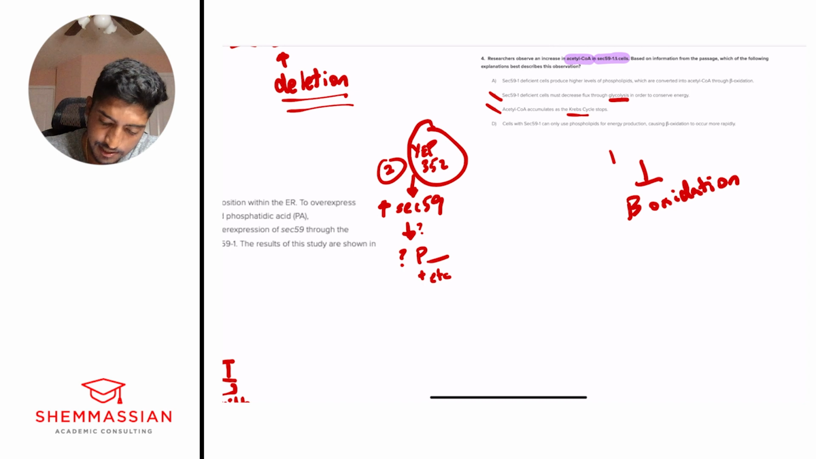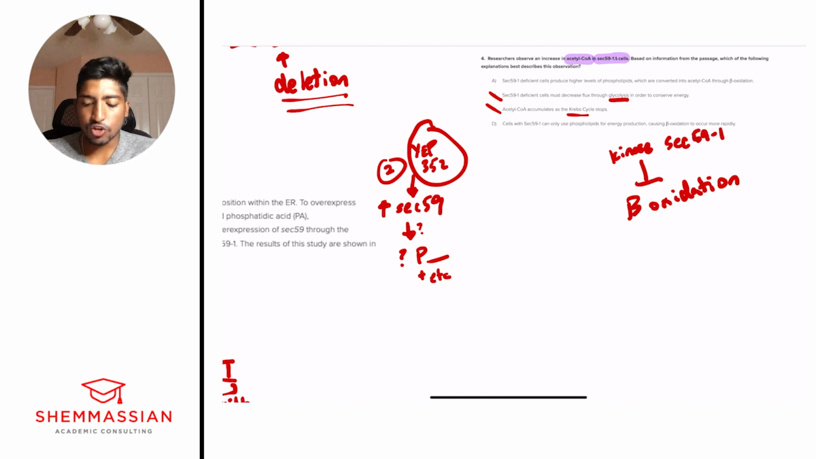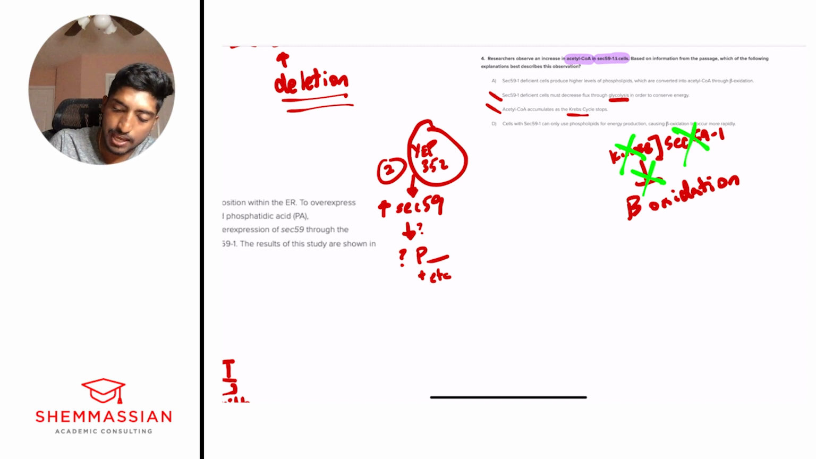These kinases inhibit beta oxidation. And these kinases are found in these SEC59-1 cells. So what happens when we knock out SEC59-1? We knock out the kinases and we knock out the suppression, right? So if we knock out the suppression, we're going to see an increase in beta oxidation, right?